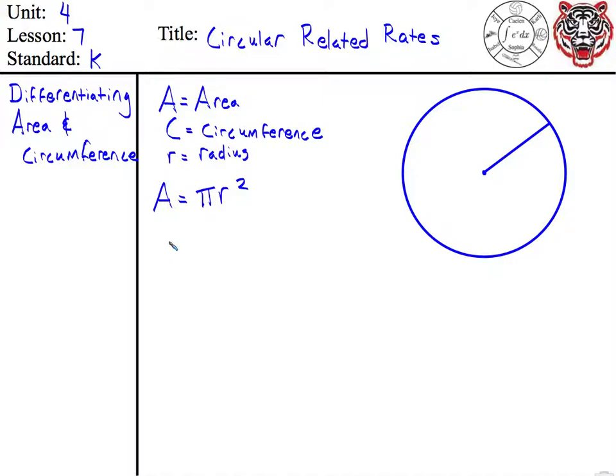Okay, so if A equals pi r squared, let's differentiate. Let's take the derivative. So what am I going to write here? What's the derivative of capital A? A prime is equal to 2 pi r.